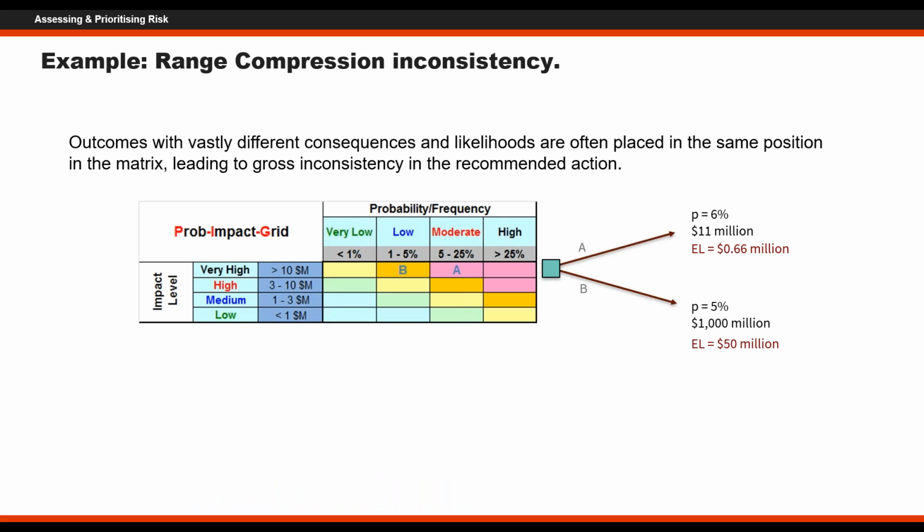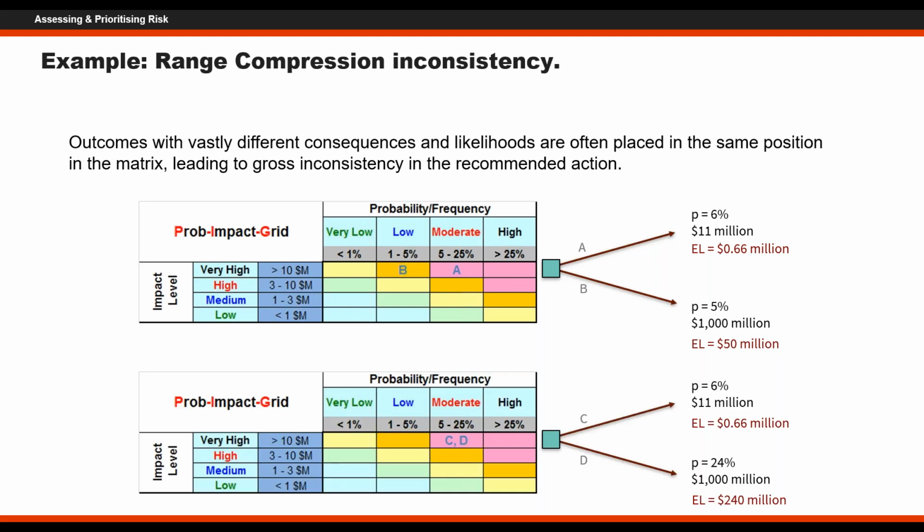Just to give a quick example of the range compression inconsistency, we'll take a little example here where we have two events, A and B, let's call them, and we've got our heat map here. A lands up being an event that, say, has an $11 million consequence if it happens, and a probability of about 6%, which puts it into the red zone in terms of our heat map here, whereas B has got a much bigger consequence. So it's still in that top bucket from impact level, but it's got a $1 billion consequence, but only a 5% chance of happening. So actually, in terms of the heat map here, B looks like a less severe or less critical risk than A, but if you actually assess those in a more mathematically precise way, it turns out that your expected loss from B is obviously a lot higher.